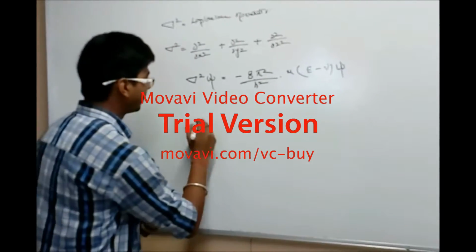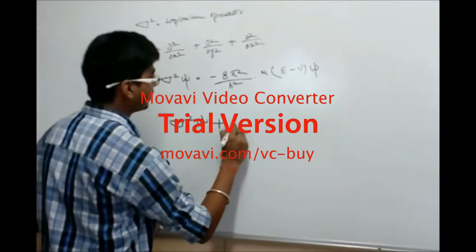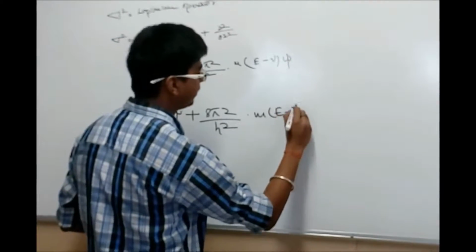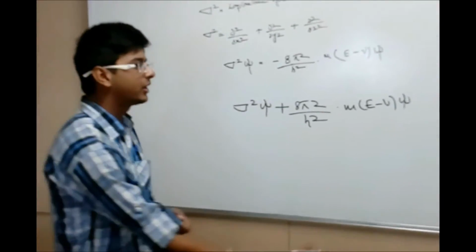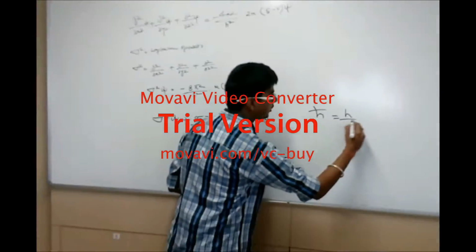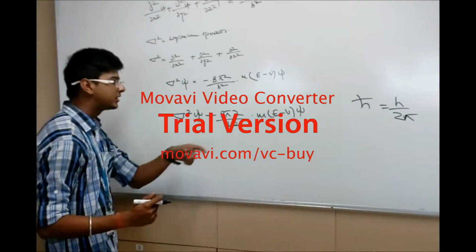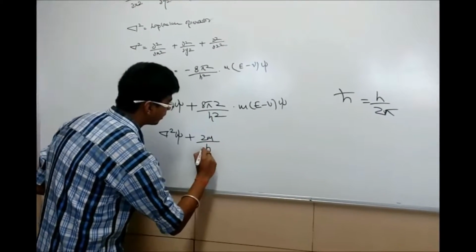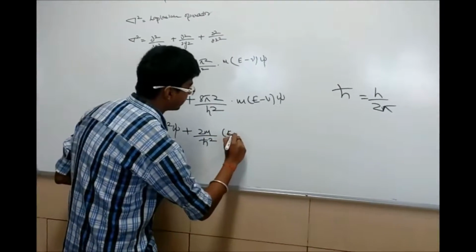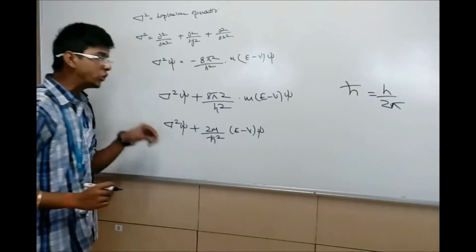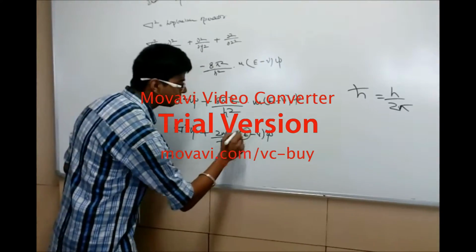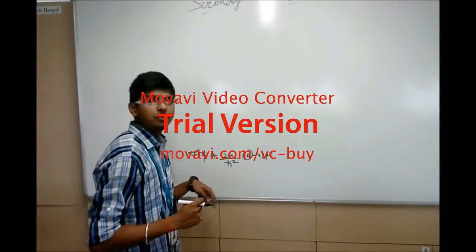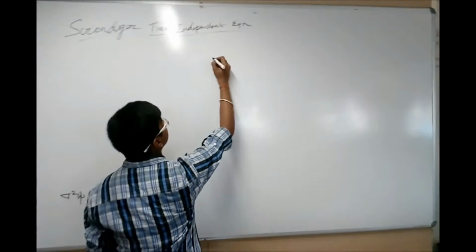Now by rearranging the terms, we get del square ψ plus 8π²m/h² times (E minus V) ψ. Now we also know that ħ is equal to h by 2π. If we substitute this in our equation, we get del square ψ plus 2m/ħ² times (E minus V) ψ. Now in order to get the time-independent equation, we have to eliminate E. In order to eliminate E, we are going to proceed with a new procedure.